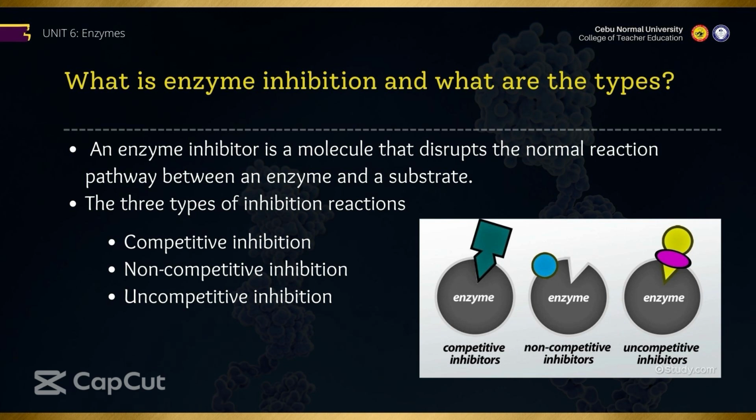Okay, moving on. There are three types of inhibition reactions. The first one is the competitive inhibition. The second is the non-competitive inhibition. And the third one is the uncompetitive inhibition. So this is how they look like. These are inhibitors inside on top of the enzyme.